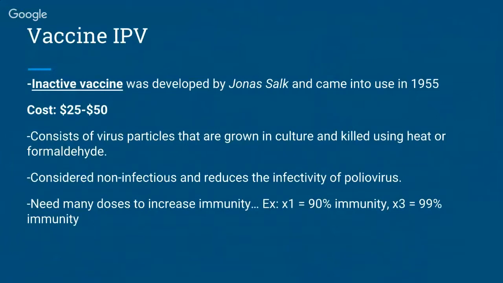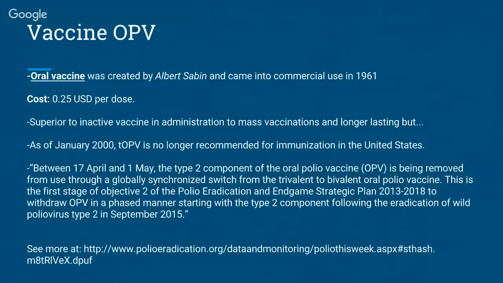So with the vaccine IPV, the inactive vaccine, like I said before, it was developed by Jonas Salk and began administration in 1955, and it cost $25 to $50. It has poliovirus particles that are grown and then killed to be used in the vaccine. They are considered non-infectious, and a person does not need many doses for it to be effective.